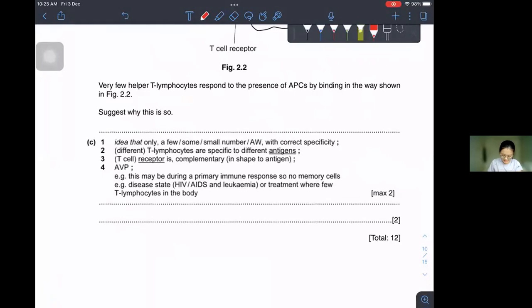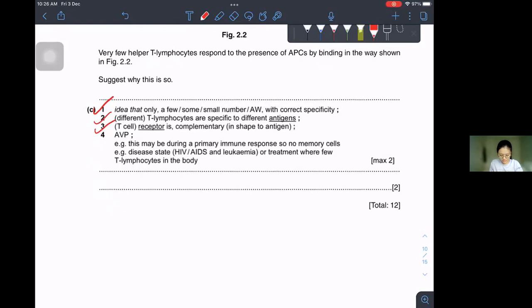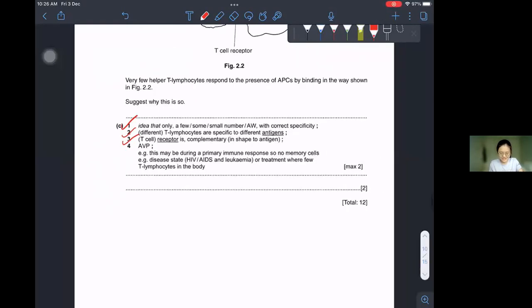So you can say that only a small number of specific T lymphocytes will have the correct specificity, because different T lymphocytes are specific to different antigens, and the T cell receptors are complementary in shape to the antigen. You can also mention that this is maybe during a primary immune response, so no memory cells. But I think this answer is not so strong to support this question.